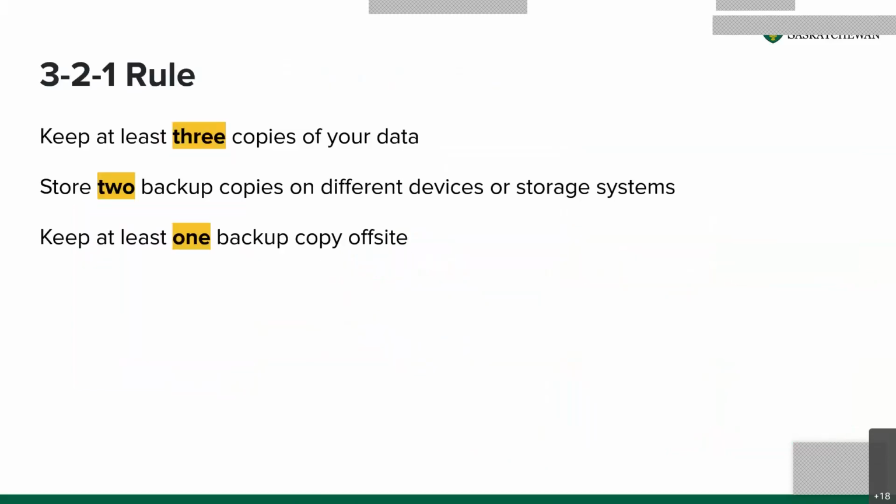Also, try to follow the 3-2-1 rule. Keep at least 3 copies of your data, store 2 backup copies on different devices or storage systems, and keep at least 1 backup copy offsite. So you can use a cloud system, and that's great, but having an external hard drive, having something on the computer on OneDrive is excellent because that's also backed up by the university.